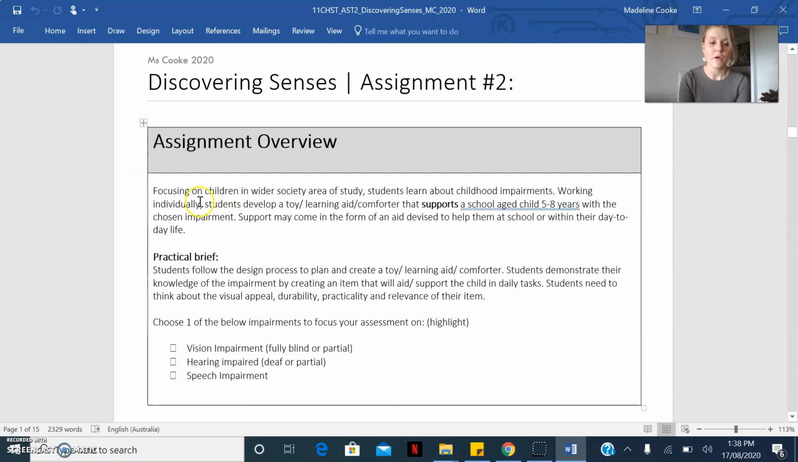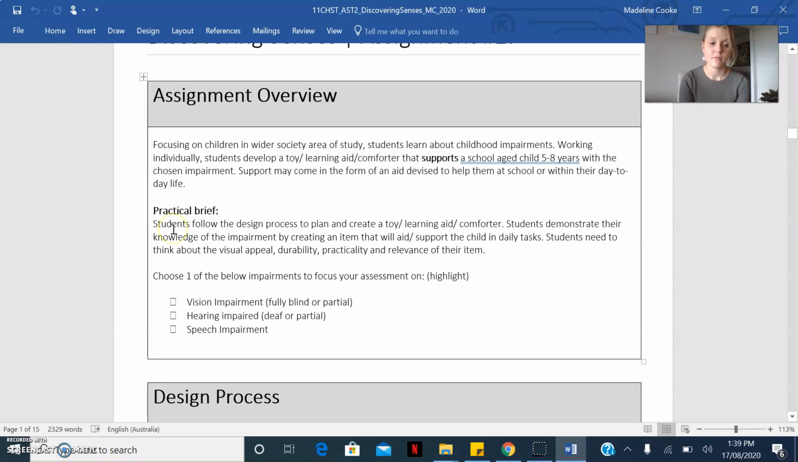Okay, focusing on children in wider society area of study, students learn about childhood impairments. Working individually, students develop a toy or a learning aid or a comforter that supports a school-aged child 5 to 8 years of age with the chosen impairment. Support may come in the form of an aid devised to help them at school or within their day-to-day life.